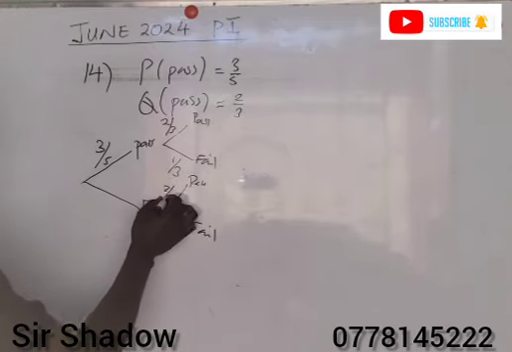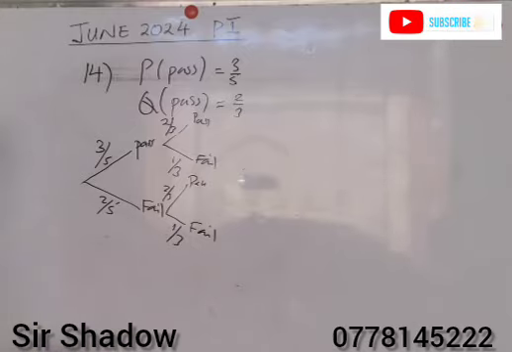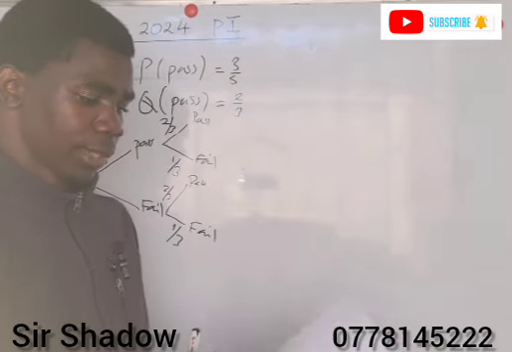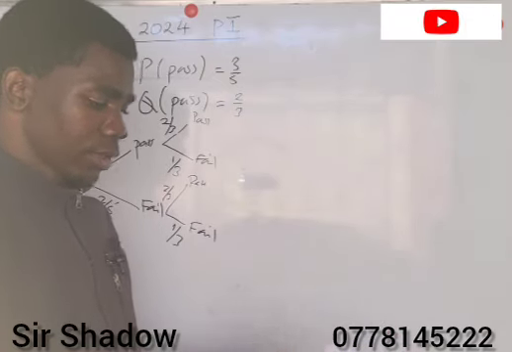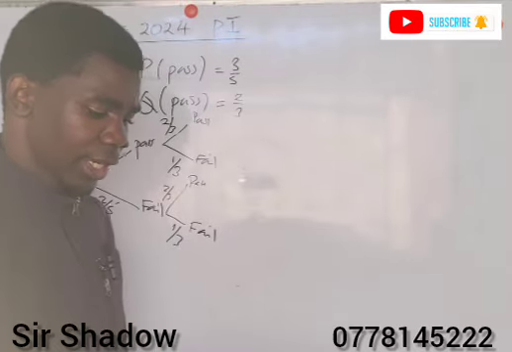Then here we say is 2 over 3, 1 over 3. Here is 2 over 5. Right. This is how to complete the tree diagram, and you will be awarded 2 marks for that. Then let's move on. Find the probability that only one of the learners passes the test.